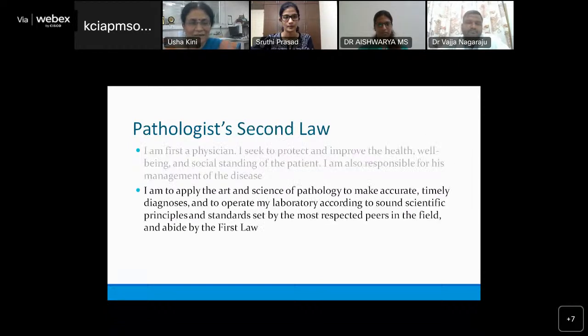The second law is I am to apply the art and science of pathology to make an accurate, timely diagnosis. It is accurate and it is timely. So it is not that we keep looking at a slide and take time to report. Yes, we could, but there must be something happening in between, informing the clinician how far you have reached, what more is needed. I know the work in the lab takes time, but we are supposed to maintain a certain time, and to operate my lab according to sound scientific principles and the ethics, and abide by the first law.